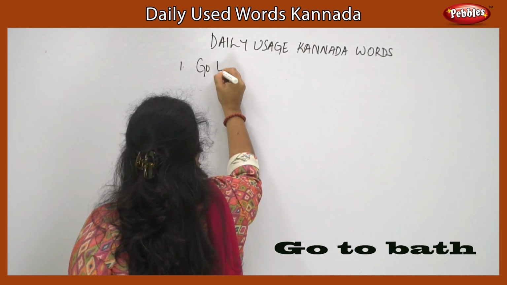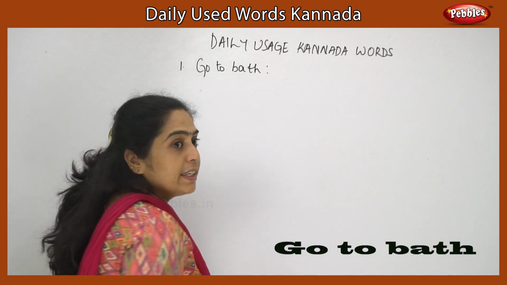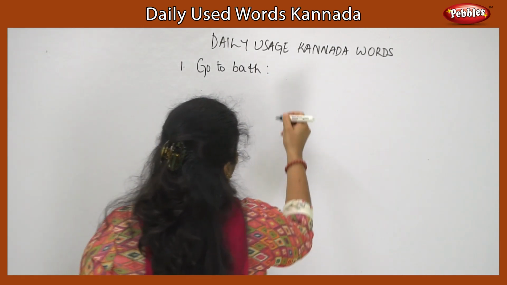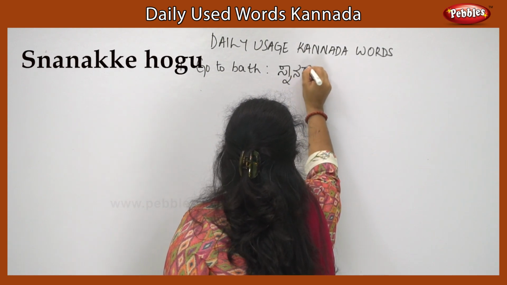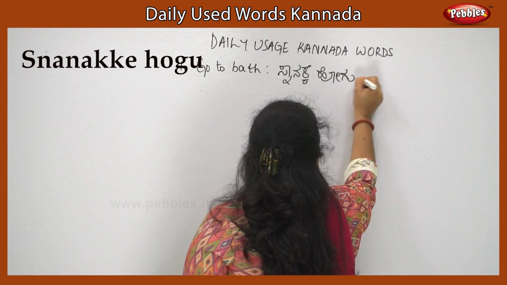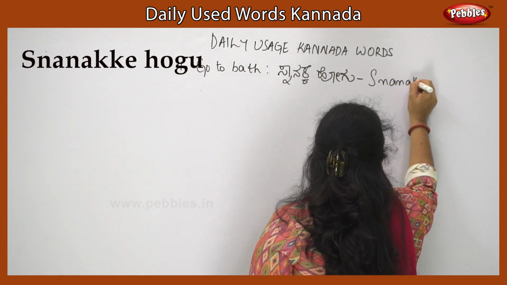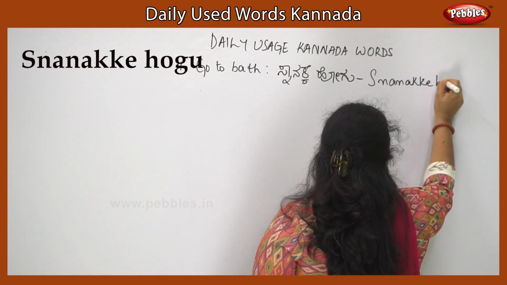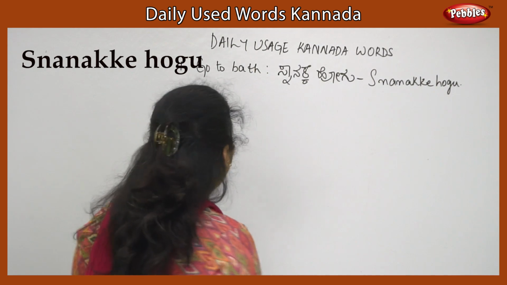Daily usage Kannada words. First one is go to bath. Bath is snana, go to is hogu. Go to bath is snanakke hogu.